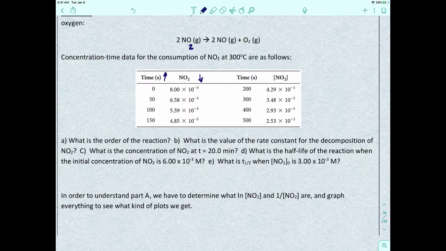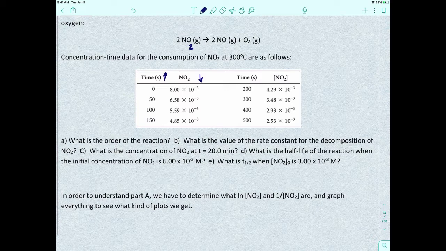Part A, what is the order of the reaction? Part B, what is the value of the rate constant for the decomposition of NO2? Part C, what is the concentration of NO2 at t equals 20 minutes? Part D, what is the half-life of the reaction when the initial concentration of NO2 is 6.00 times 10 to the minus third molar? And then Part E, what is the half-life when the initial concentration of NO2 is 3 times 10 to the minus third molar?